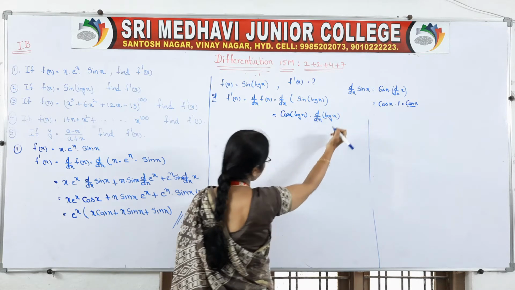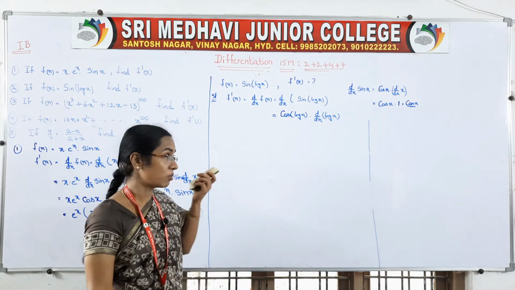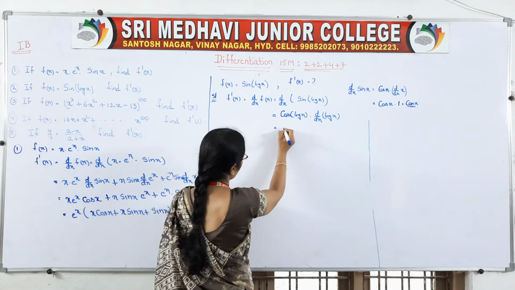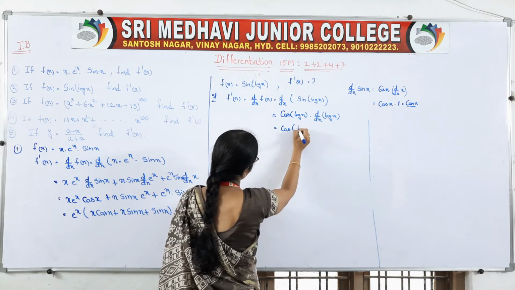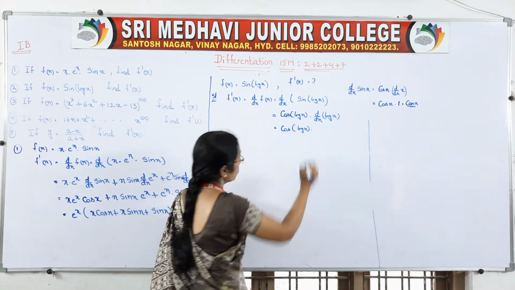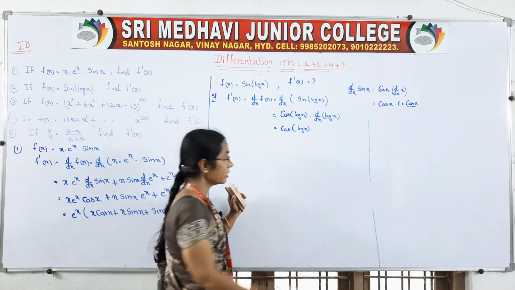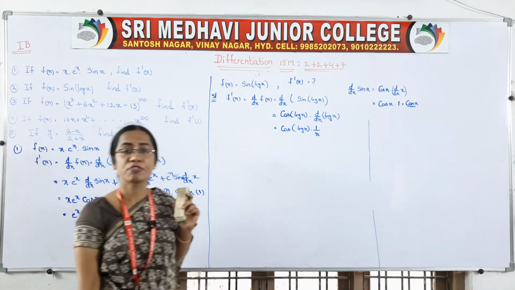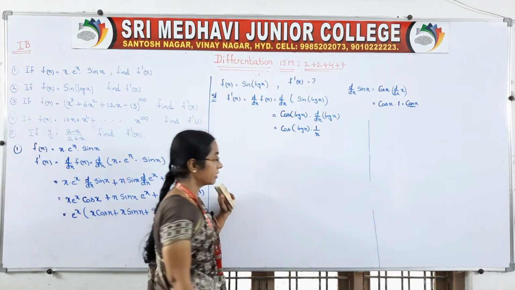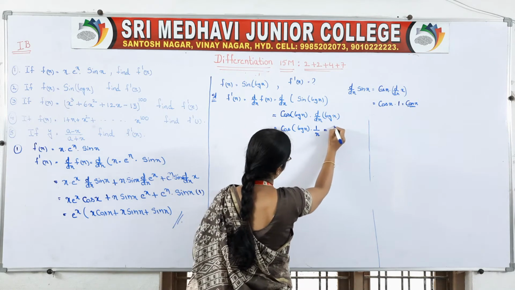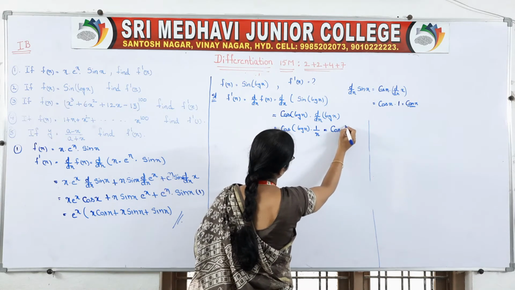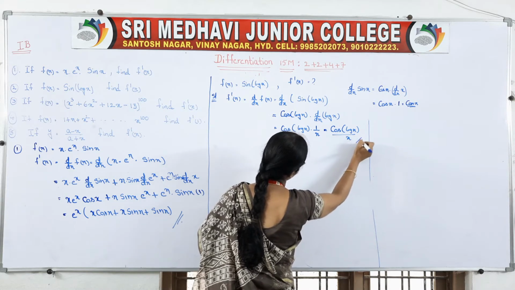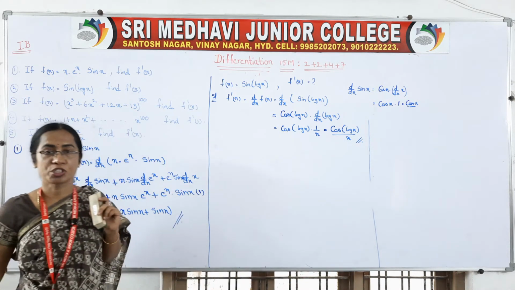Actually it looks very simple, only a two-step problem, but you should know the logic here. So it is equal to cos of log x into d by dx of log x, which is 1 by x. It is a standard formula in differentiation: d by dx of log x is equal to 1 by x. So therefore, what is your answer? Cos of log x by x is the answer of this question.